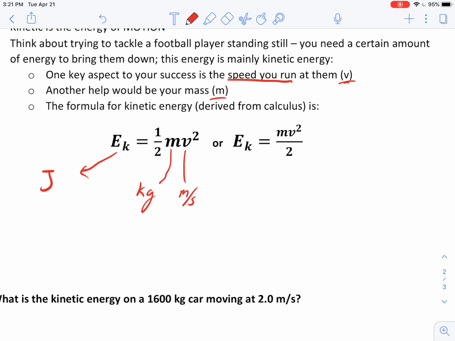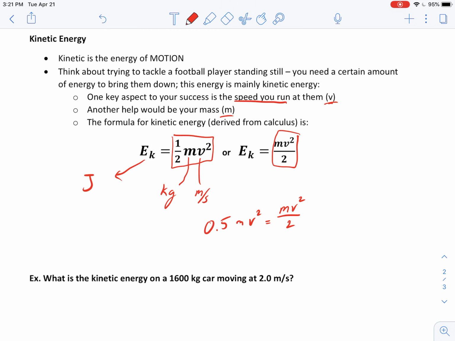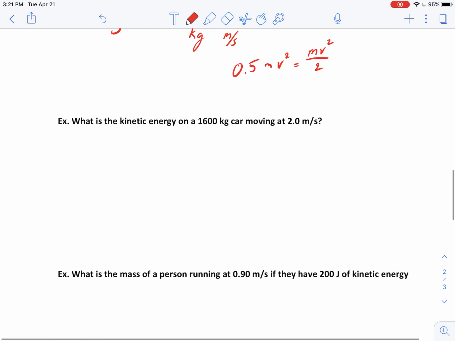And the reason I have two formulas here is because some people like to see it as mv squared over 2, other people like to see it as 1/2 mv squared. They both mean the same thing, it's all just math on how you write that fraction, because 0.5 times mass times speed squared is the same thing as mass times speed squared over 2. So, perfect. Let's try an example.